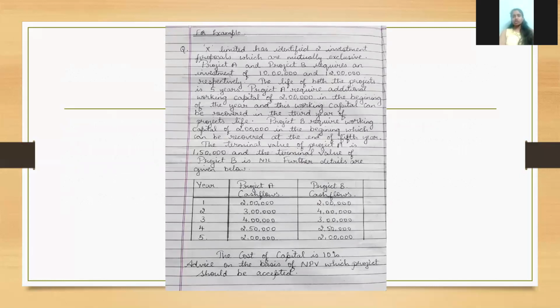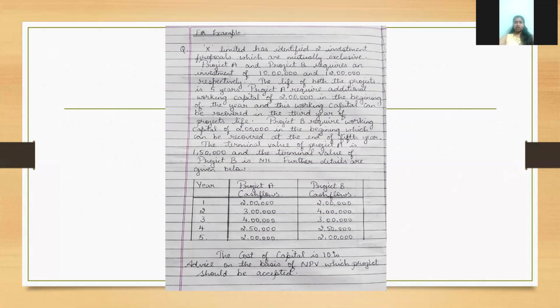Now let us know about NPV with an example question. First, let me read out the question for you. X Limited has identified two investment proposals, which are mutually exclusive. The two projects are Project A and Project B, which require an investment of 10 lakhs for Project A and an investment of 12 lakhs for Project B. And the life of both the projects is 5 years.